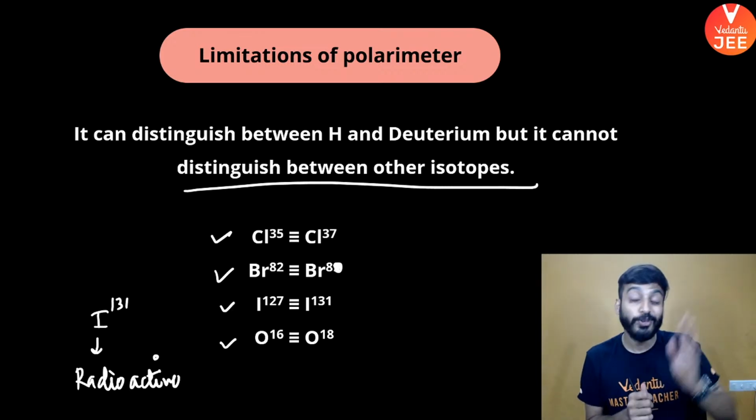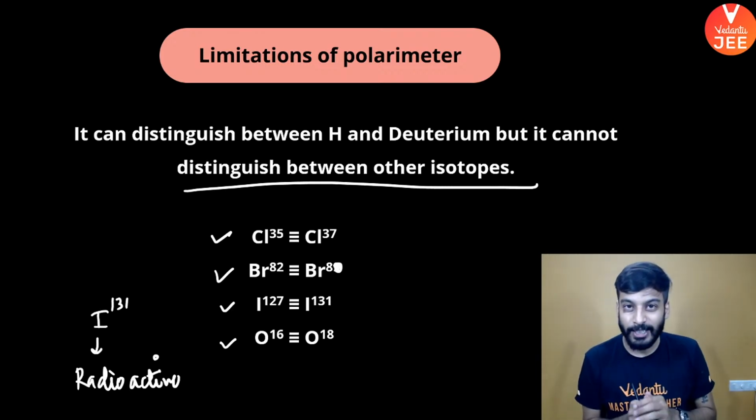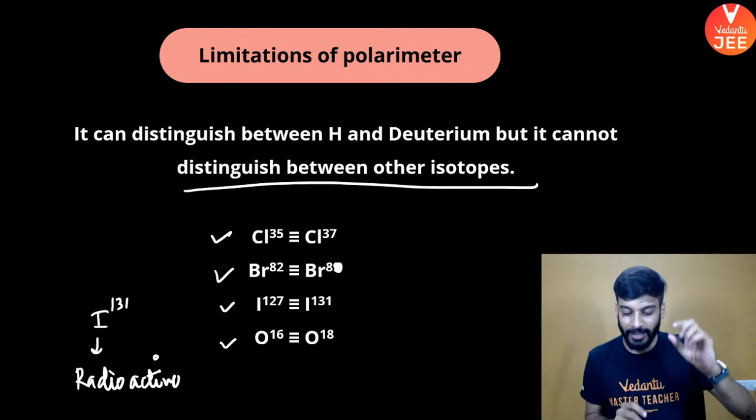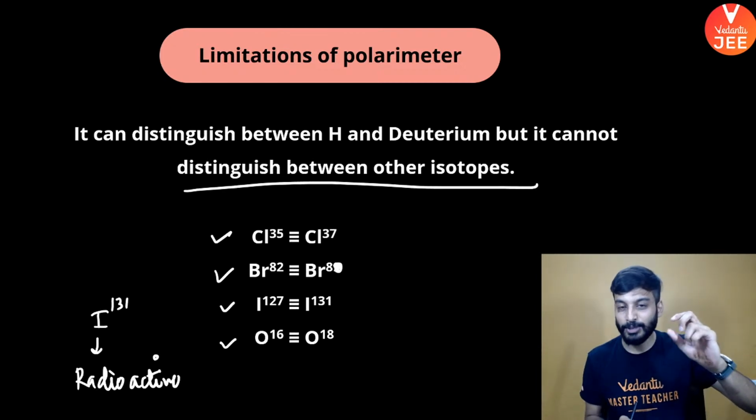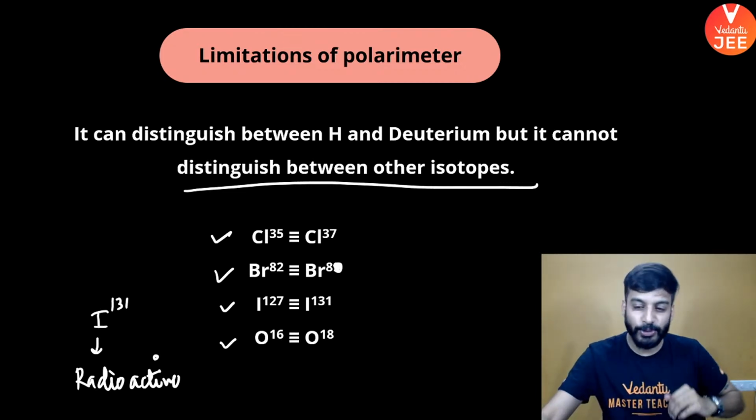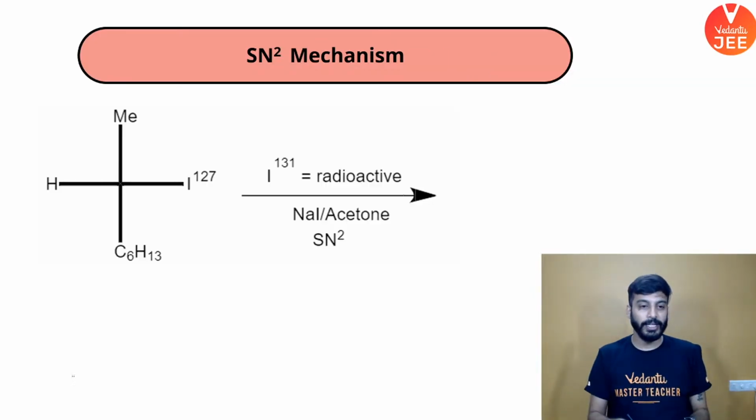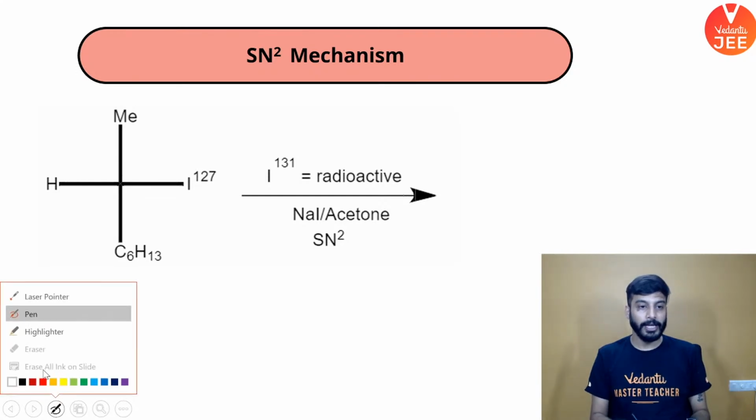Now Walden was very smart. He used this limitation to his advantage. Do you want to know how he did it? Let us understand. So, what he did, check this out.